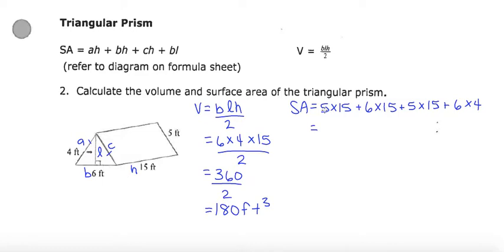So we're going to start with our multiplications. 5 times 15 is 75. 6 times 15 is 90. 5 times 15 is 75 again, and 6 times 4 is 24. Now that we've done all of our multiplications, we can add all these up in one step. So 75 plus 90 plus 75 plus 24 gives us 264. And our units are feet squared.